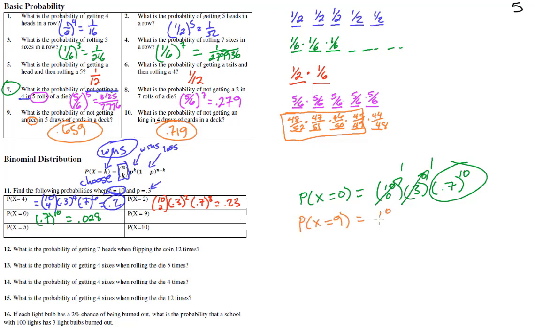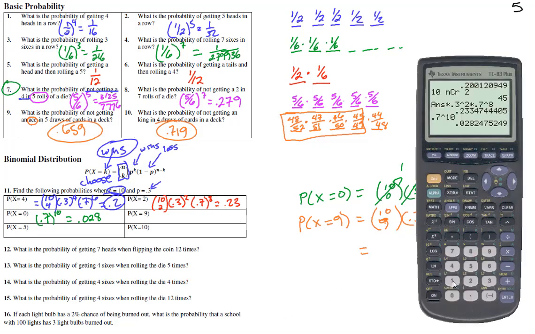So this is 10 choose 9. Oops, I almost did a fraction there. That would have been embarrassing. 0.3, so we're going to win 9 times and lose once. So this is the probability of winning, say, 9 straight and then losing one, but that can happen in so many different ways. So we get 10 choose 9 on the calculator.